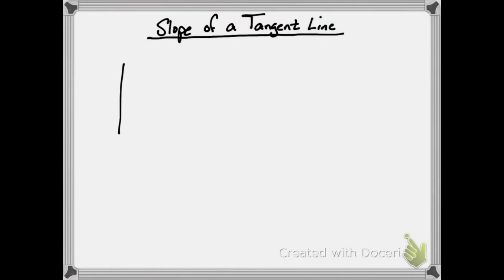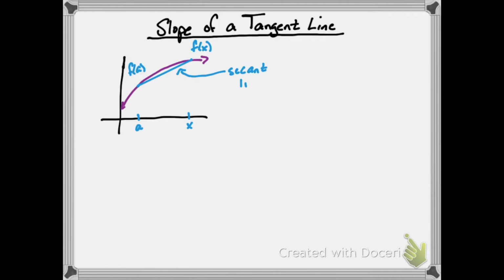To find the slope of a tangent line, we can start by investigating the slope of a secant line. Let's draw a generic function f of x, and we'll start the secant line at an x value of a and end it at an x value of, let's just say, x. On the curve, we'll label f of a and f of x, and we'll draw this secant line in here.